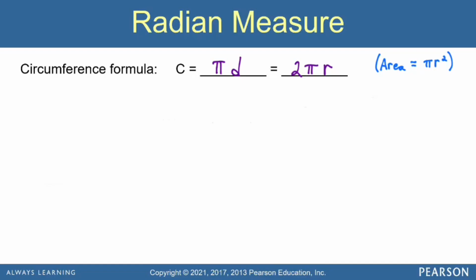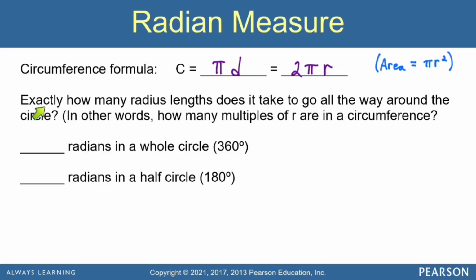If the circumference is 2 pi times r, then exactly how many radius lengths does it take to go all the way around the circle? In other words, how many multiples of r are in a circumference? Well, you can look right here in the formula. There are 2 pi radius lengths in the circumference of a circle. So there are 2 pi radians in a whole circle. And if you think about it, this does match what we figured out with our approximations a few minutes ago. Remember we said that a whole circle would contain a little more than 6 radians, right?